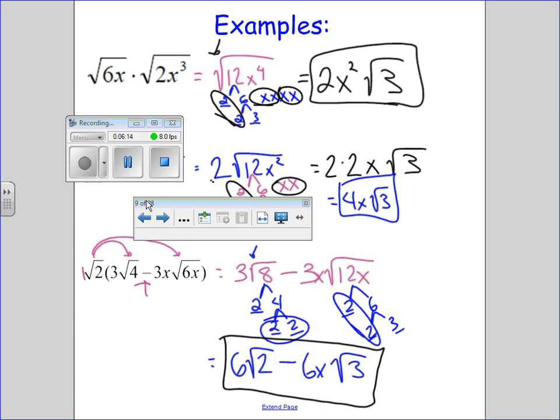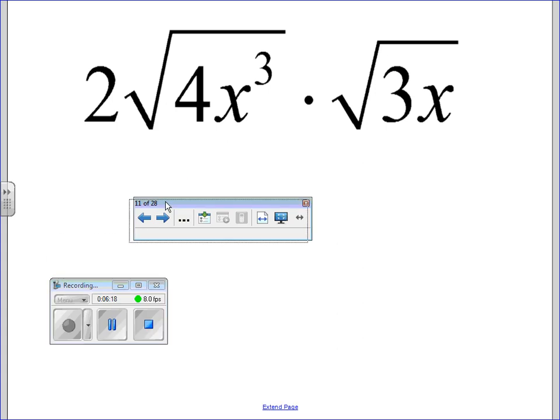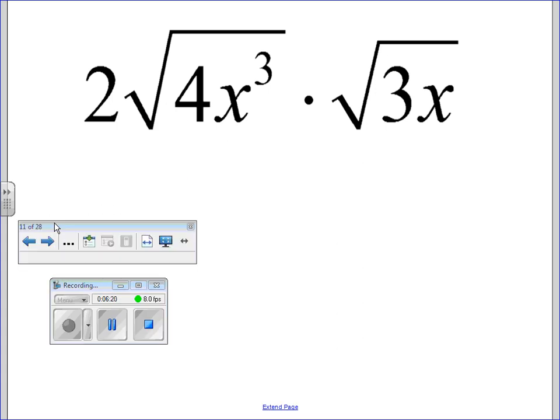Now I did some dry erase practice, and I'll do those as well with you. So here's our next problem. We've got 2 square root of 4x cubed times the square root of 3x. We have the same index and both are possible. There's also a coefficient of 1 on this second part of my product. So I have 2 square root of 4x cubed times 1 square root of 3x. That's going to get me 2 square root of 12x to the 4th. I've multiplied, so now I'm simplifying.